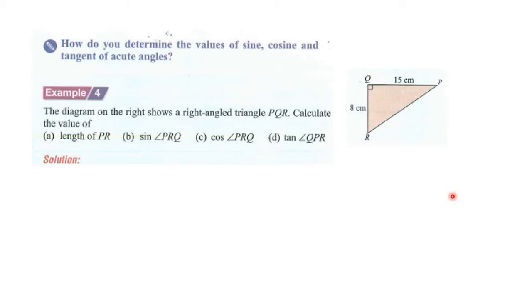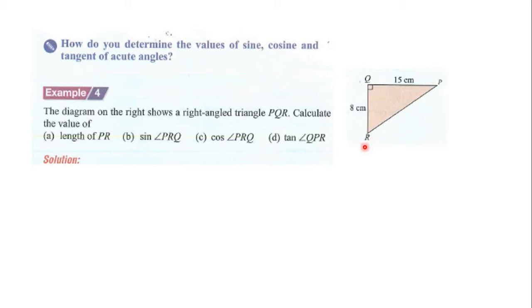Now, you want to know how do you determine the values of sine, cosine and tangent of acute angles. Now we look at example 4 in your textbook. The diagram on the right shows a right angle triangle PQR. Calculate the value of length of PR.